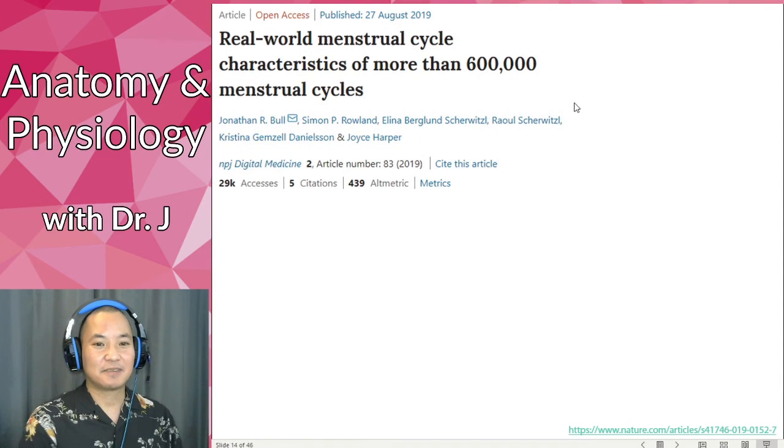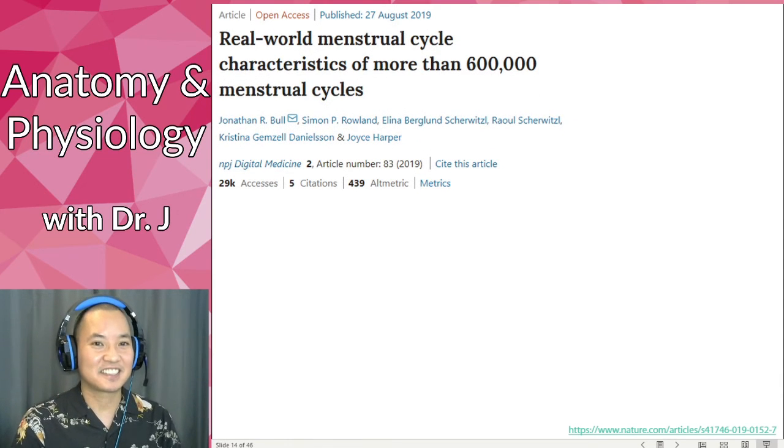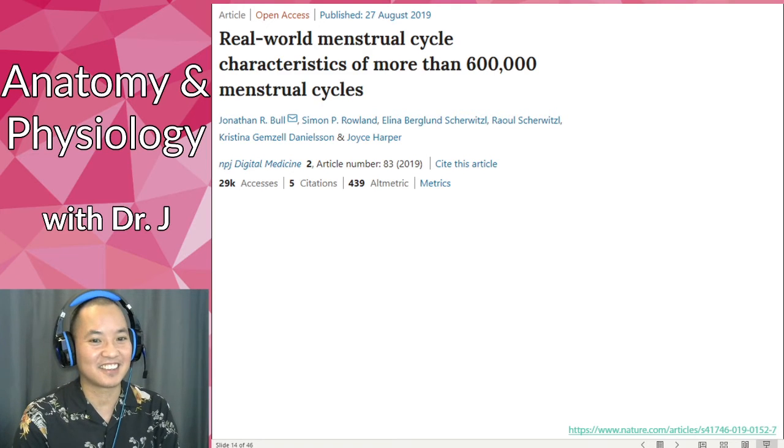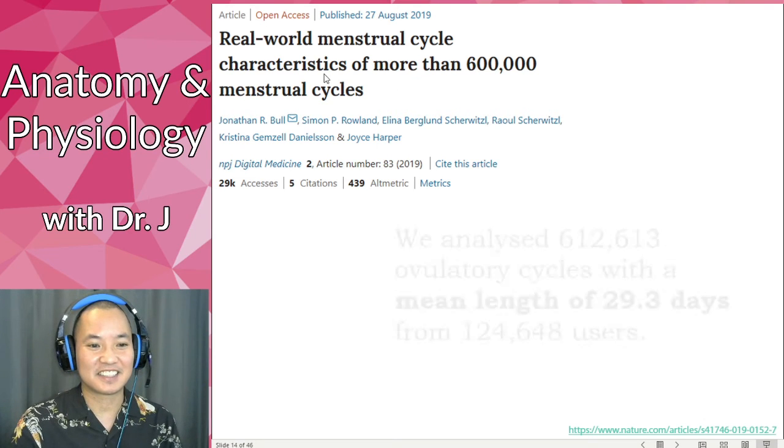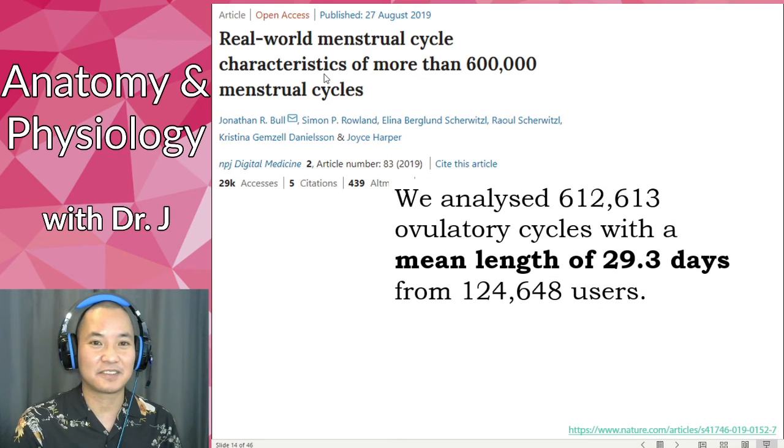So what about the science? Did anyone do a survey? Well, the interesting thing is that someone did do a big survey, and what they did is measure 600,000 menstrual cycles, so 0.6 million women. They analyzed the ovulatory cycle, and what they found is that the average length of this menstrual cycle was 29.3 days.